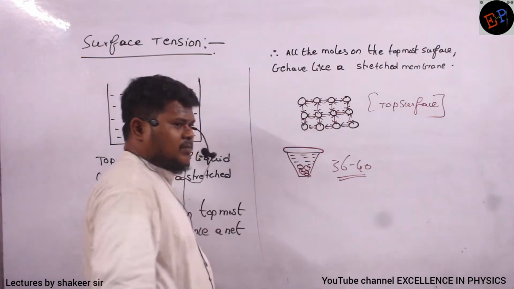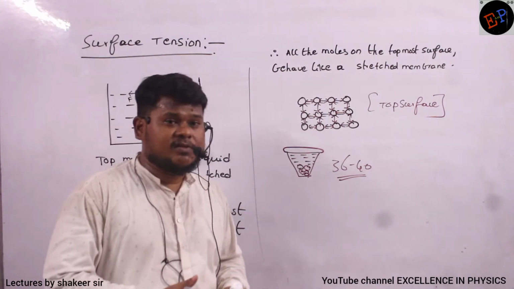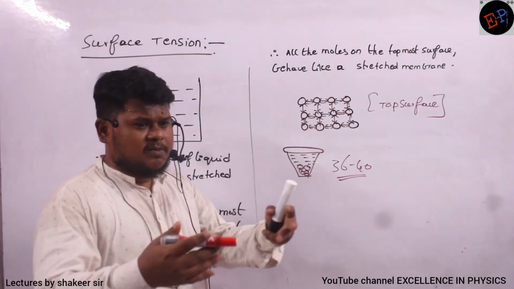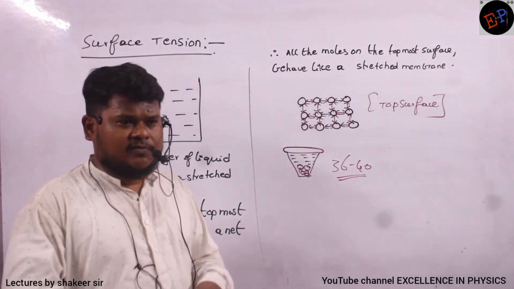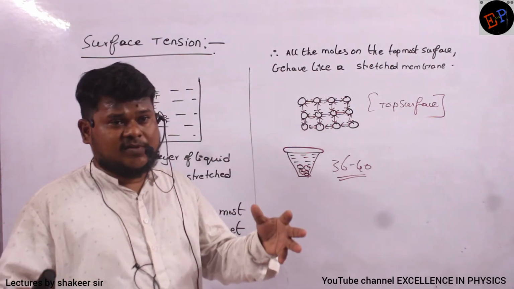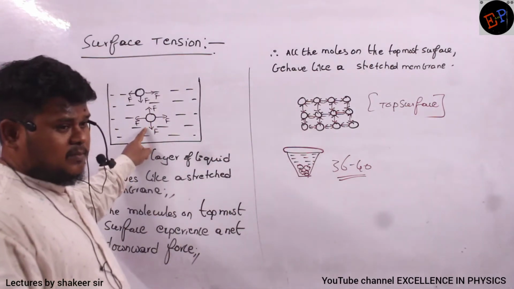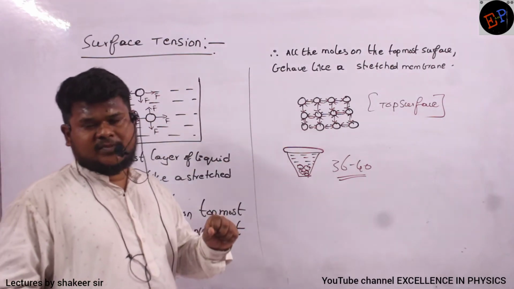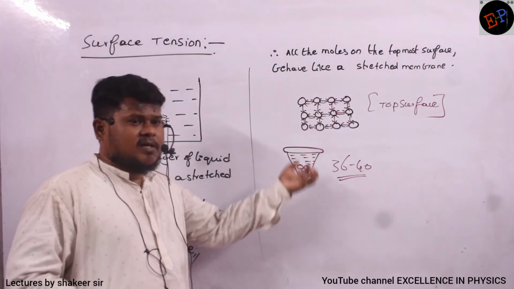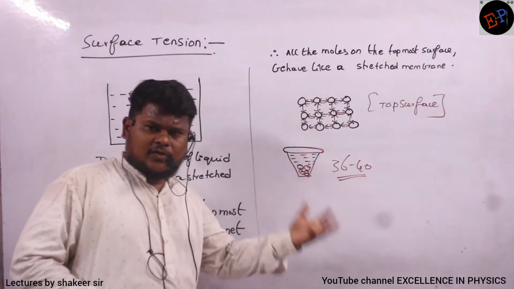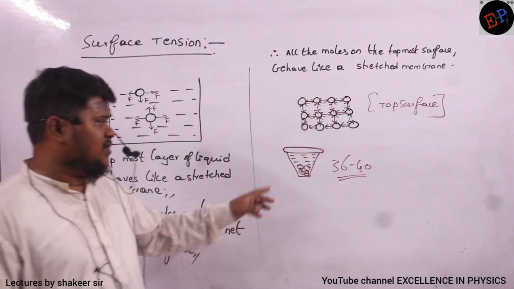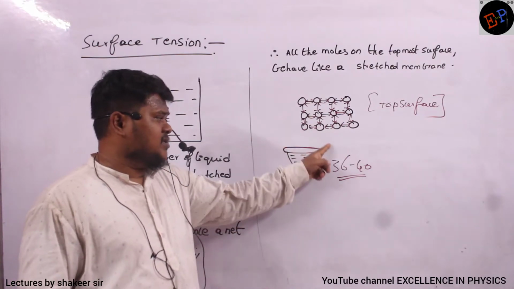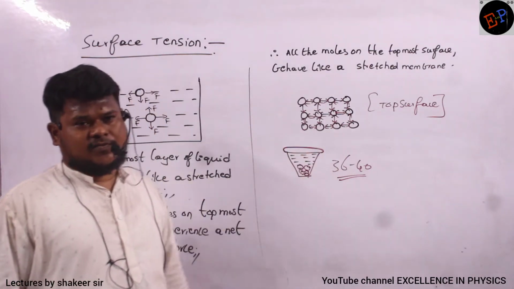Okay, but it will not overflow. What is the reason? Because intermolecular forces are present between the topmost surfaces. Here also they are present, but they are balancing with each other. But here they are not balanced, they are unbalanced. And all the molecules are experiencing some downward force also. So because of that, the water takes up this shape, and the water doesn't overflow.